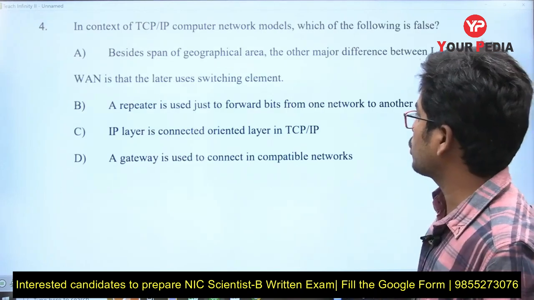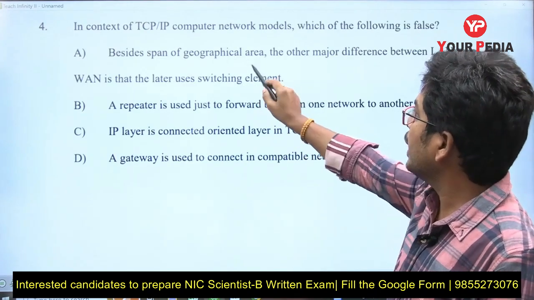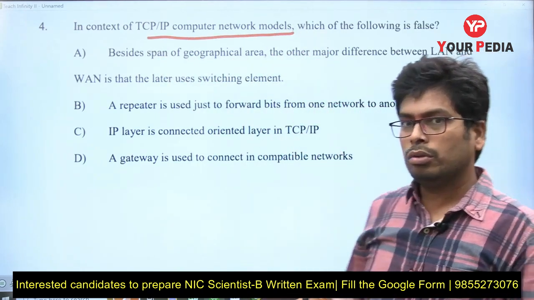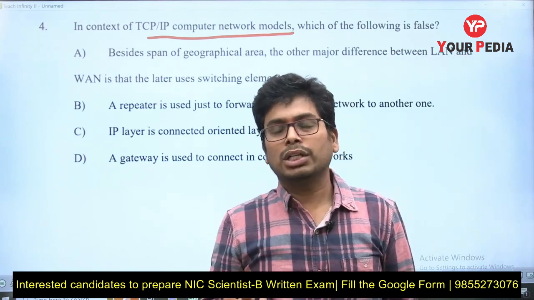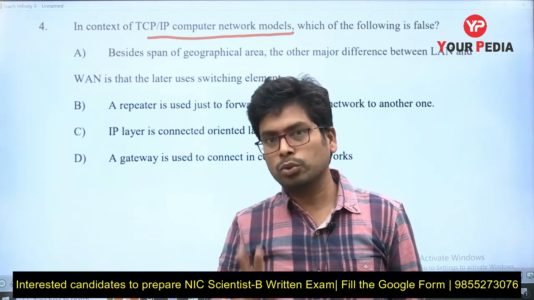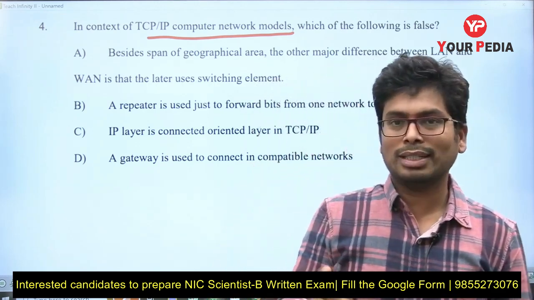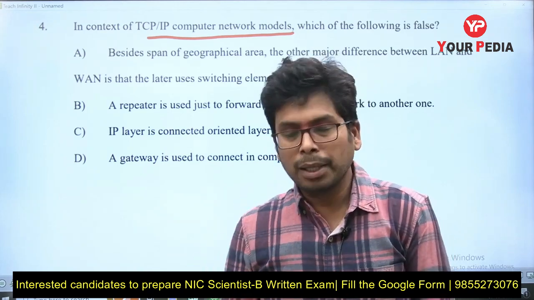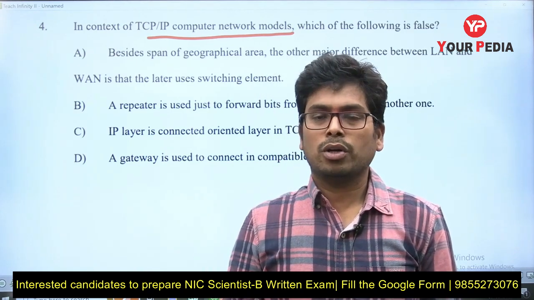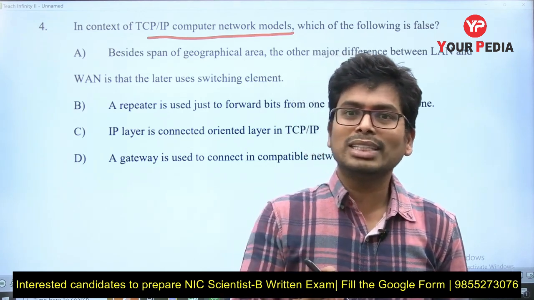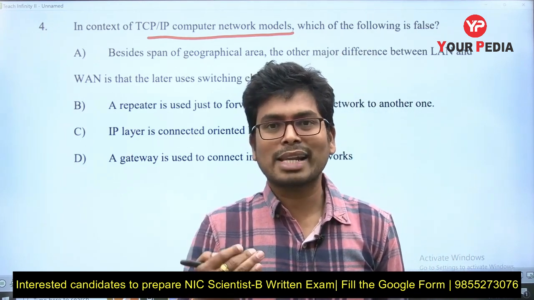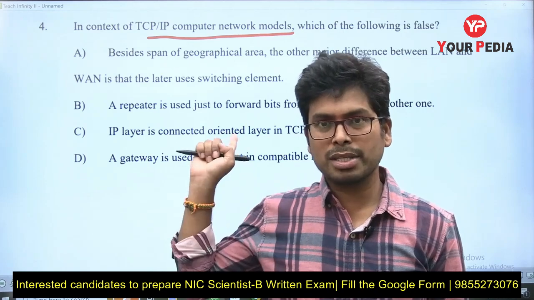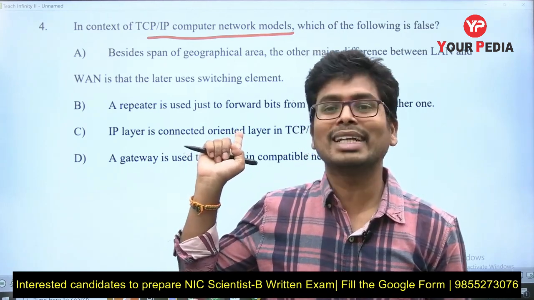Let us go to the next question. In the context of the TCP/IP computer network model, which of the following is false? As we discussed, a computer network will follow either of two reference models. One is the OSI reference model, which is completely connection-oriented data transmission. Another one is the TCP/IP reference model. In it we use the protocols called TCP and UDP. TCP is Transmission Control Protocol, UDP means User Datagram Protocol, but the reference model name is TCP/IP, that is Transmission Control Protocol/Internet Protocol.